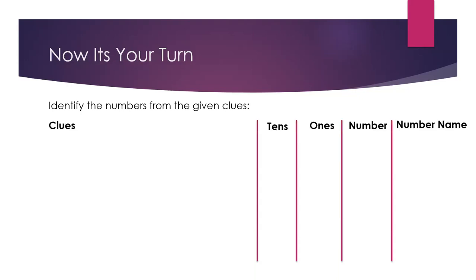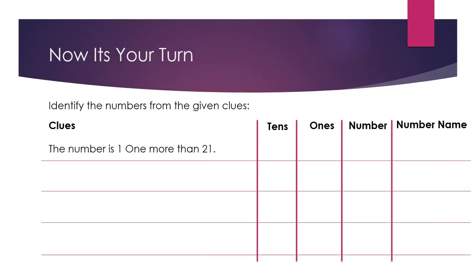Now it's your turn. I will show you how to identify the numbers from the given clues. I will give you a clue for the given numbers, and you will first identify the number of tens and ones, and then you will form that number and the number name. So here, use the first clue. The number is 1 more than 21.